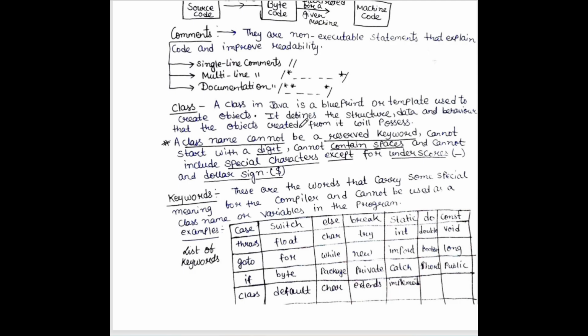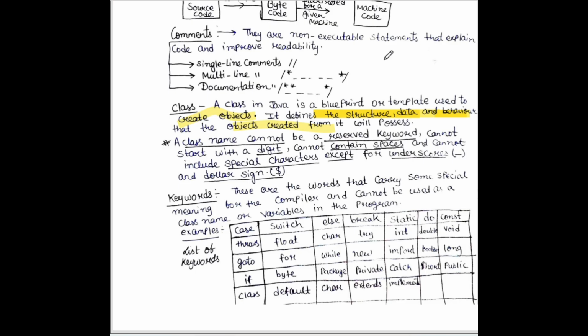What is this class actually? Class है क्या? A class in Java is a blueprint or template used to create objects. It defines structure, data, and behavior that the objects created from it will possess. Now, इसका मतलब क्या है? What does this mean? See, let me give you an example. What is an object? What is a class?